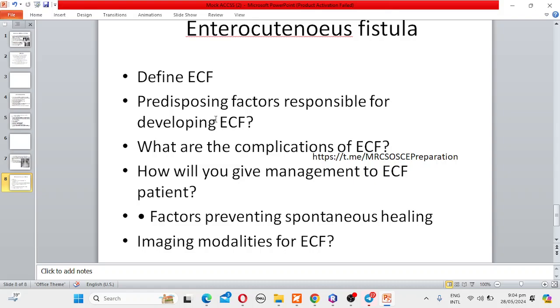So the predisposing factors. Can you tell me the predisposing factors of the enterocutaneous fistula? Foreign bodies, radiation, inflammatory bowel disease, neoplasm, distal obstruction, and sepsis. Very good, excellent. What are the complications of the enterocutaneous fistula?